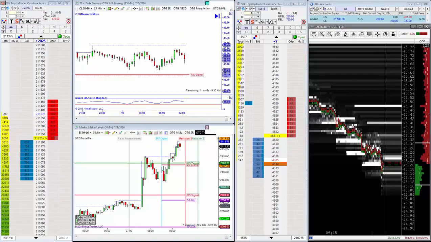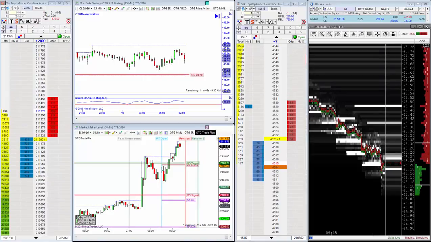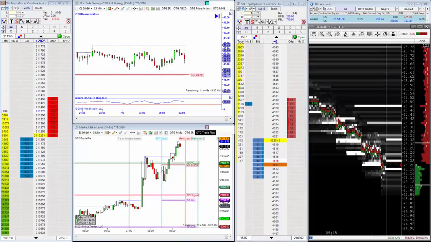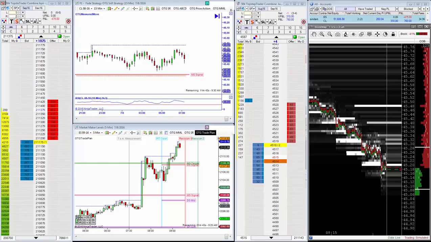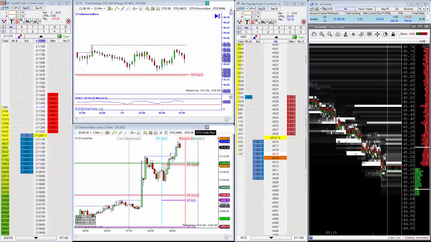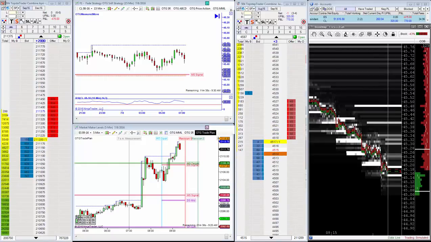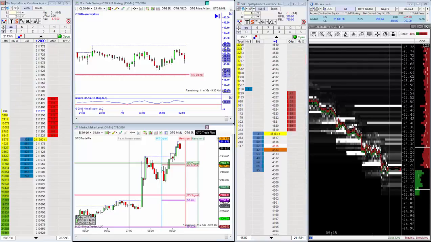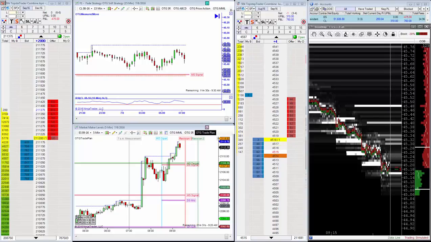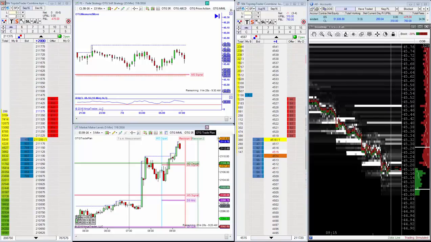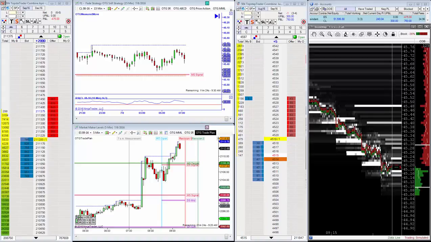And final target is 77-ish, maybe 87 actually. Final target is 87. And here's, I'll show you why in just a second. Final target at 87. So 29 on the stop.